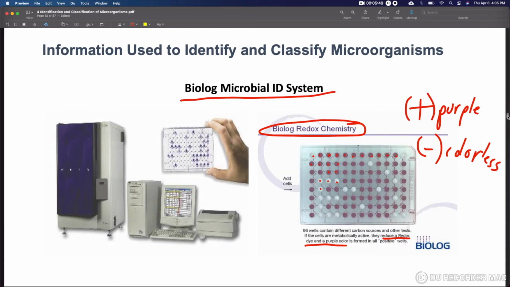Unlike your API, this is much more streamlined and it has much more reagents and substrate here. So you can narrow the identity of your organism much more. Okay? So that's your Biolog microbial ID system.